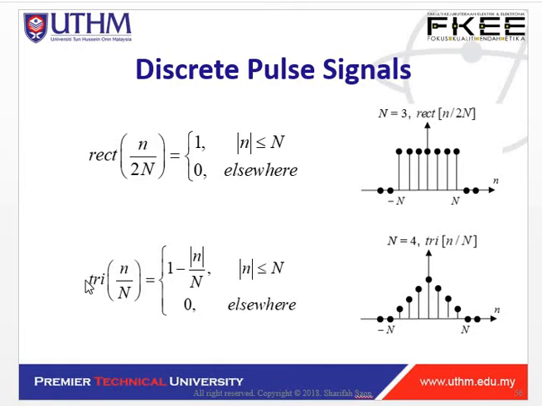And then for the triangular signal, n over capital N. Capital N is how many n here? Okay, so this is the triangular signal.